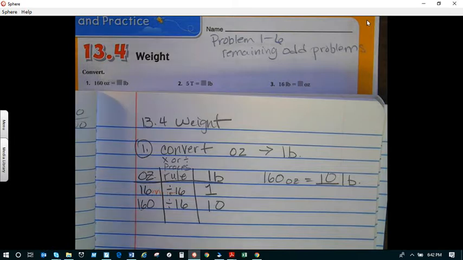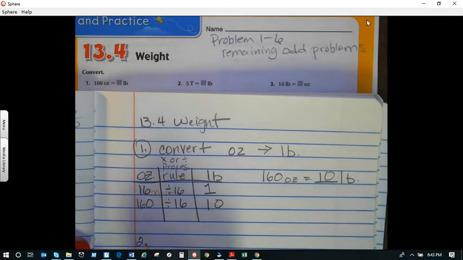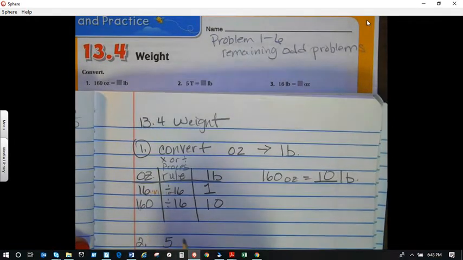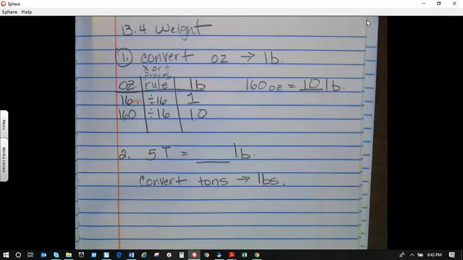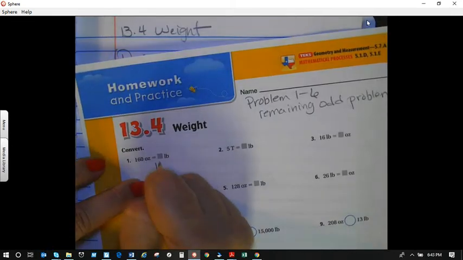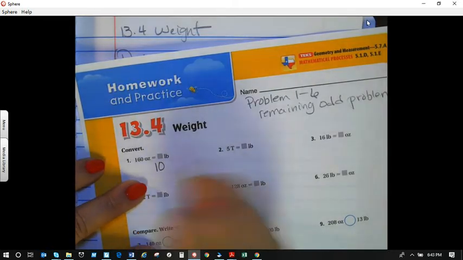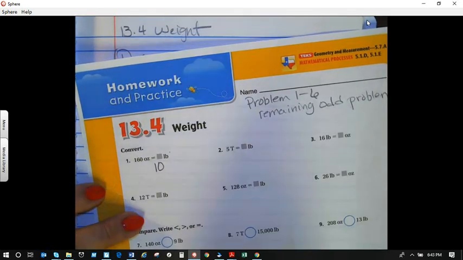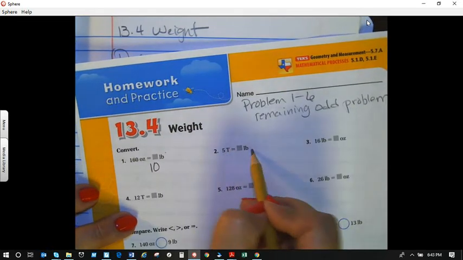All right, so next the number is number 2. I'm going to 5t equals what pounds? I'm going to convert tons to pounds. LB stands for pounds. I'm going to move that up. So I'm going to come over here and look at my paper. As a matter of fact, let me write this here. There's not enough space, so I'm going to write the word 10. So this is 10 pounds. Now it's 5 tons is equal to how many pounds?